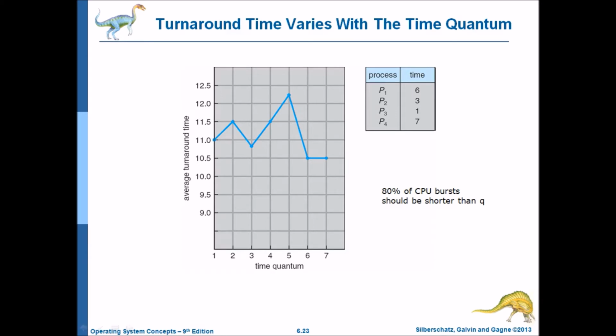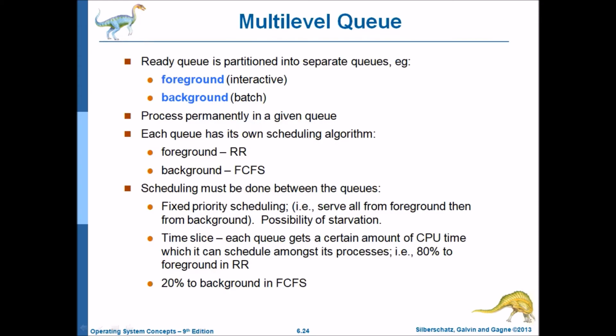And so a rule of thumb is that 80% of CPU bursts should be smaller than the time quantum. So, multi-level queue. Another class of scheduling algorithm has been created for situations in which processes are easily classified into different groups. So the ready queue is partitioned into separate queues. For example, the common division is made between foreground processes or interactive processes and the background batch processes. These two types of processes have different response time requirements and so may have different scheduling needs.